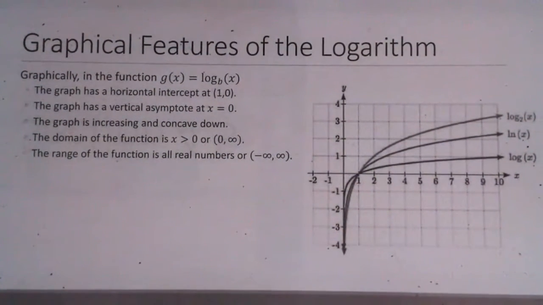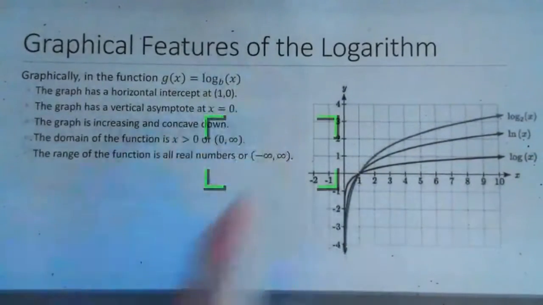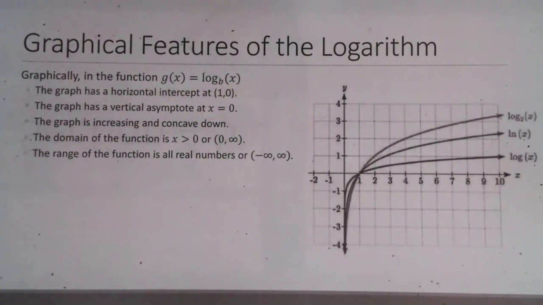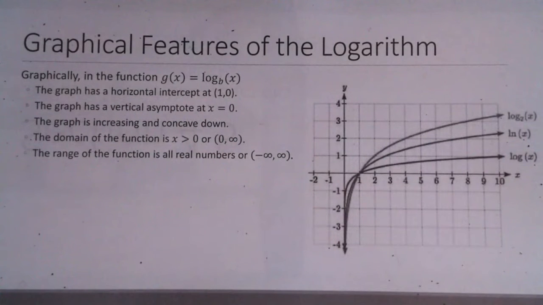The domain of the function is x greater than 0, or 0 to infinity, meaning that the argument, the thing inside the parentheses, has to be positive. And then the range of the function is all real numbers, so you can get any y value out of this function. So the range is negative infinity to positive infinity.